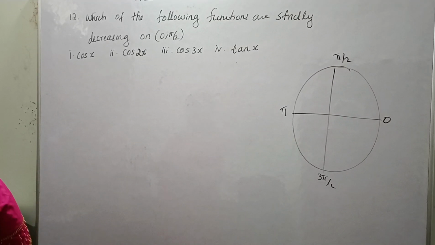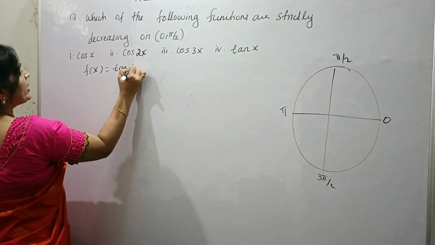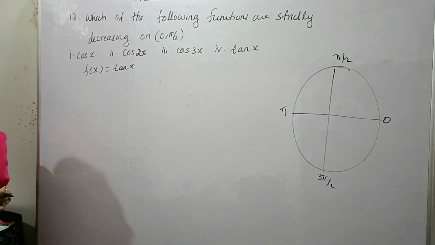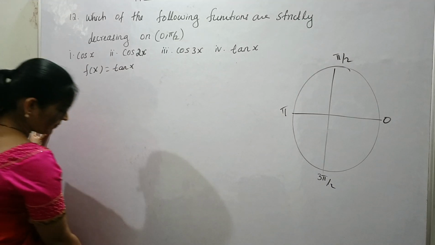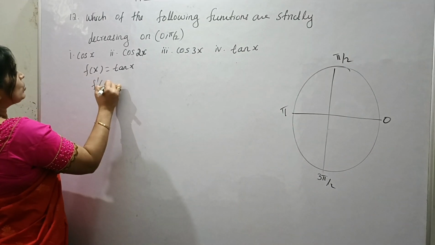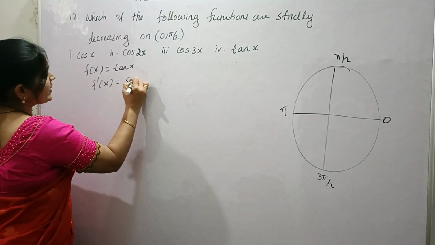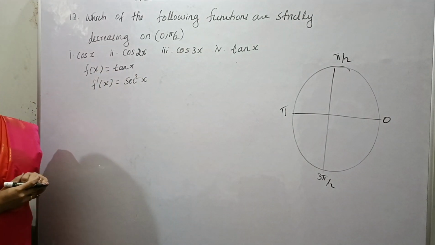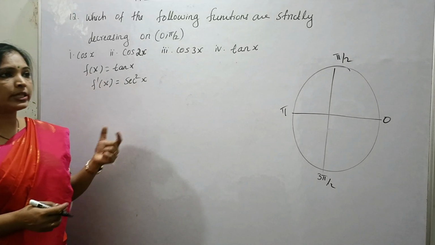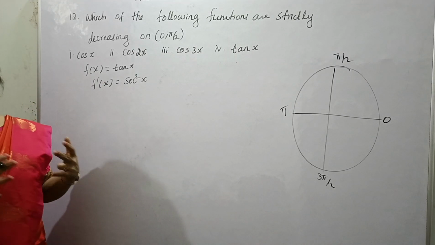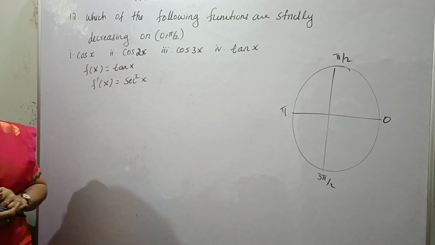Next, the fourth one, tan x. The given function is tan x. Here we have to check whether this tan x is increasing or decreasing on the interval 0 to pi by 2. f dash of x is equal to the derivative of tan x with respect to x, which is sec square x. So we have to check whether sec square x is greater than 0 or less than 0 in the interval 0 to pi by 2.